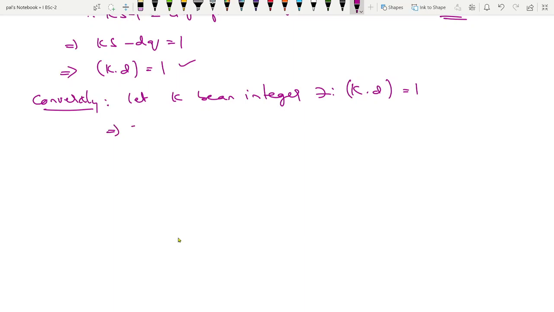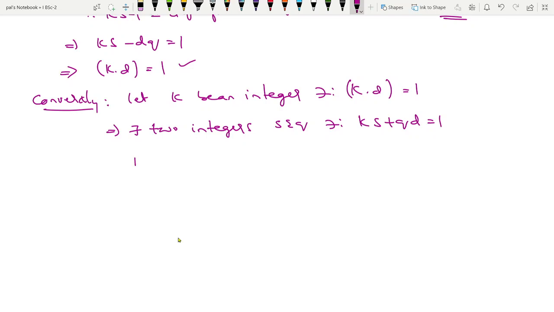that there exist two integers s and q such that if k and d are relatively prime, then we can express the relation between the two as ks plus qd is equal to 1. We could also put a minus sign here, no problem. So it is ks plus qd is equal to 1.